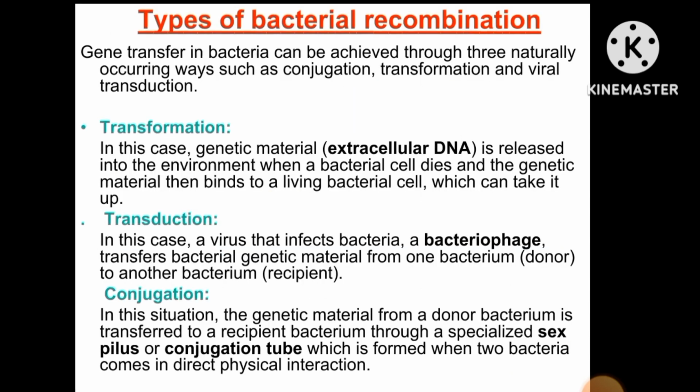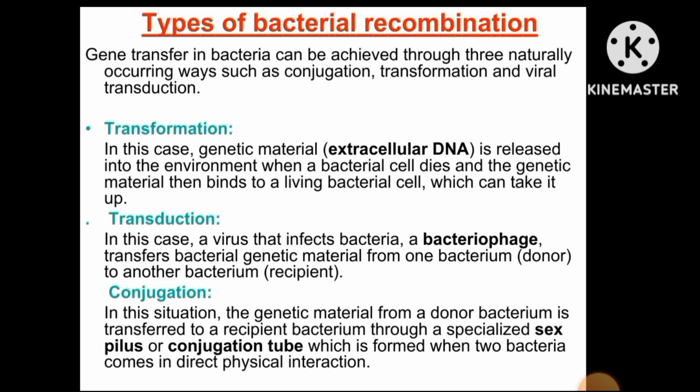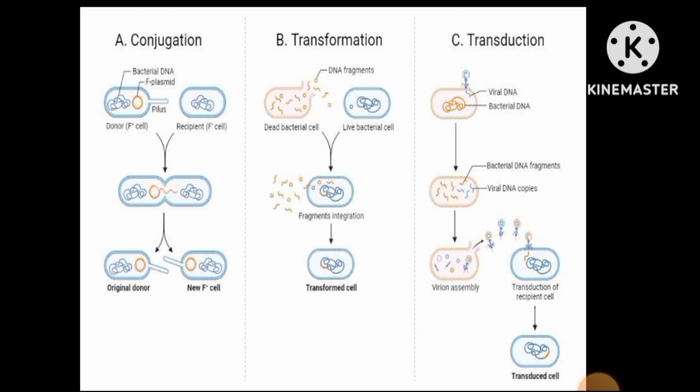And the third one is conjugation, in which direct physical contact is required, but the physical contact is only temporary, not permanent. During the contact, an extended structure formed from the bacteria, which is called a pilus, acts as a site of attachment for both bacteria, and through it they exchange their genetic material. So here you can see that this is a pilus, by which they come in contact and transfer their genetic material.